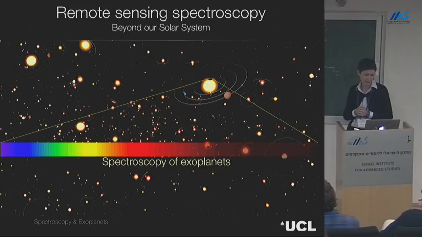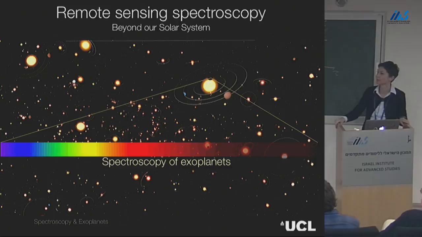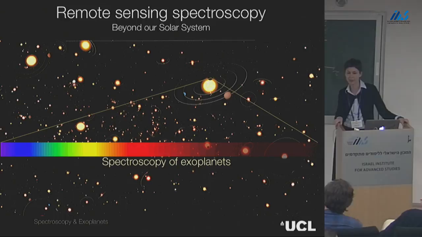Today I would like to use this first lecture to focus on these basic aspects, so how we can use spectroscopy to get some insight about these atmospheres. What can we do really? And then the second lecture will be more focused on current observations, and so an application of what today we're looking at more from a theoretical perspective.